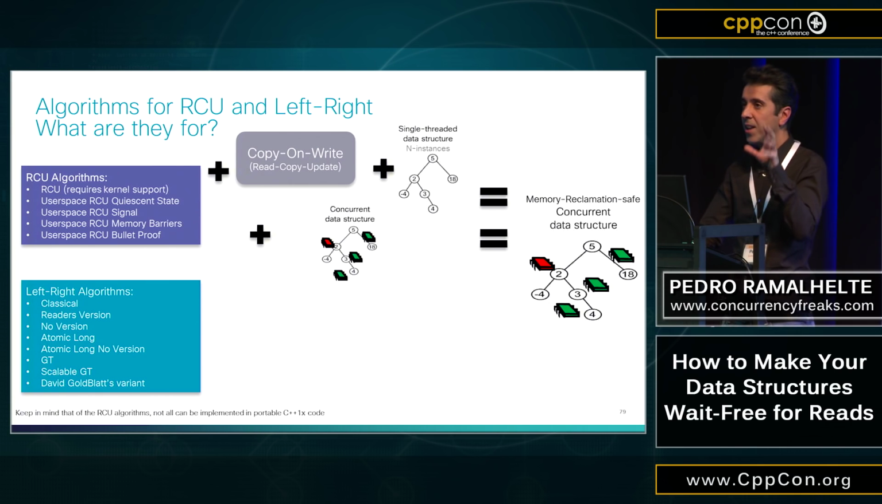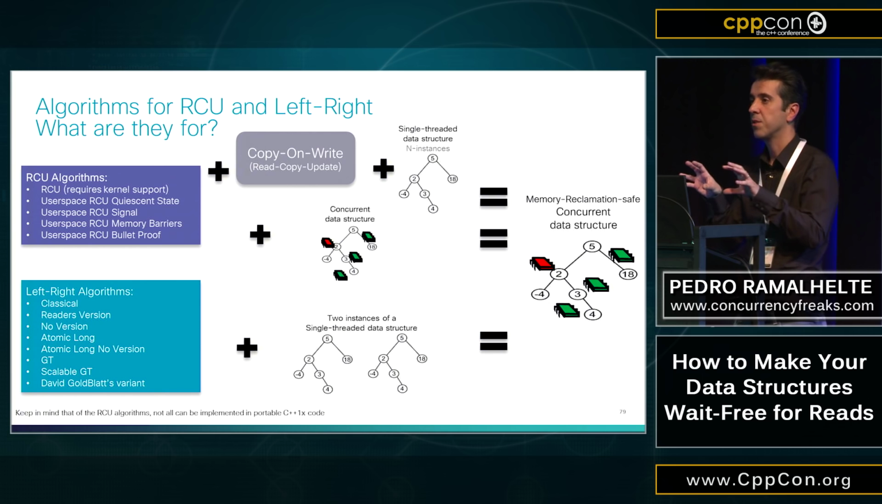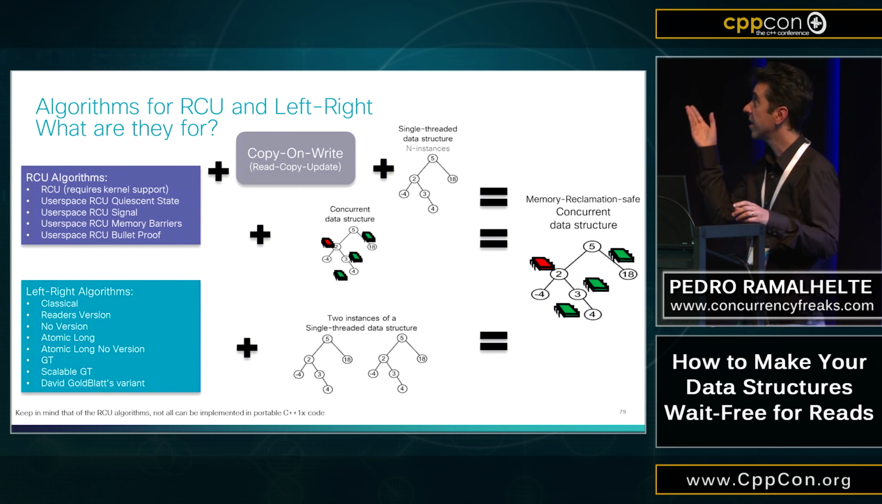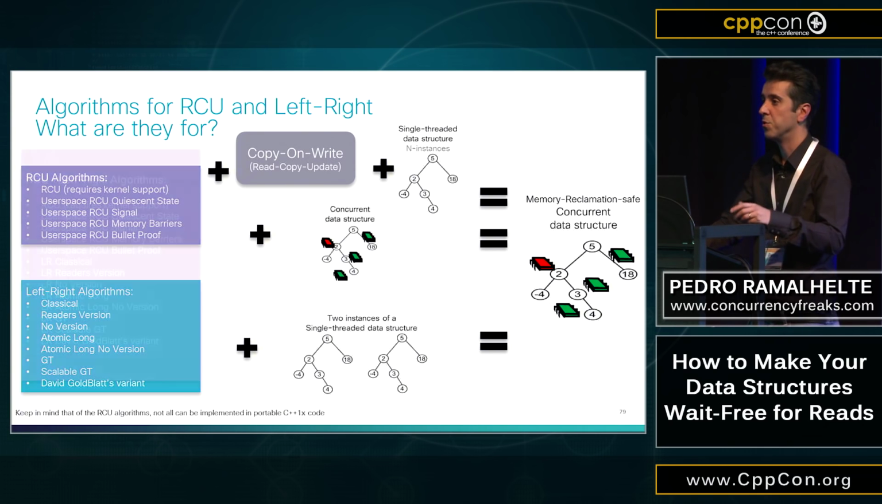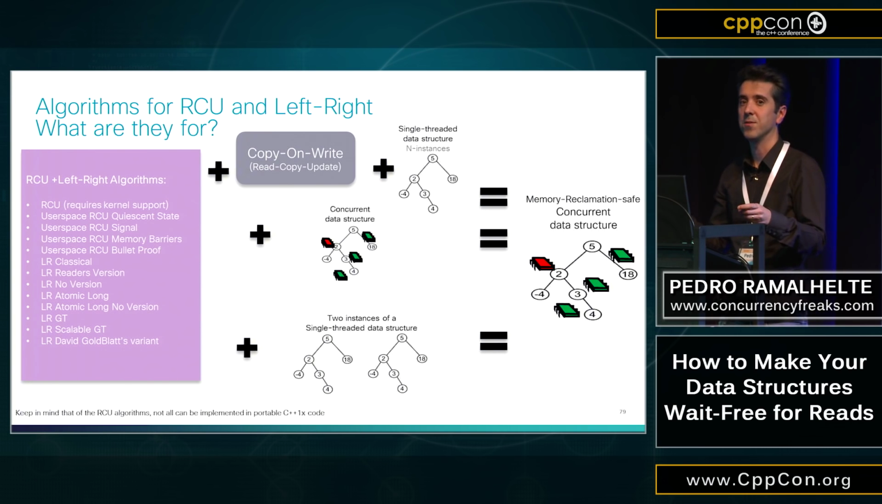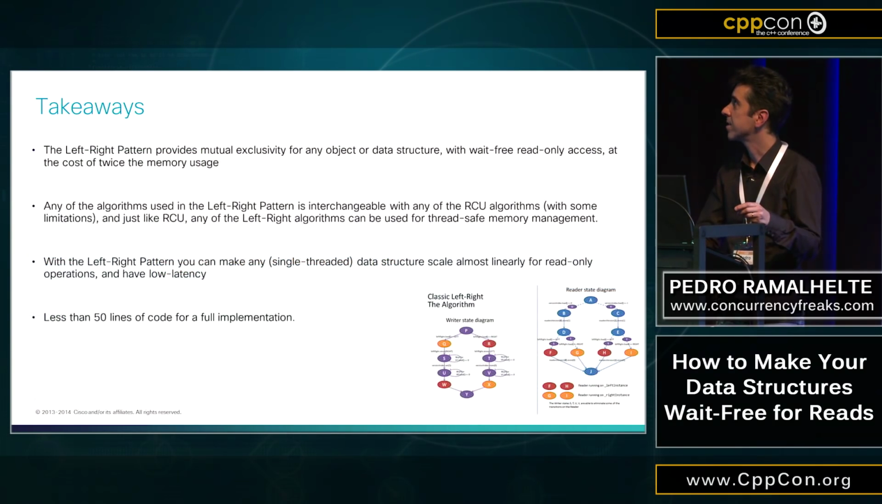Now, you can also get any of the left-right algorithms. You combine it with two copies of the same single-threaded data structure, whatever single-threaded data structure you want, and again, you get the same result. You get a data structure that's safe to use in a concurrent setting for memory. In fact, you can interchange any of these with any of these solutions, and you get a concurrent data structure safe to use with memory reclamation. So that's extremely powerful. That doesn't matter, I'm going to skip that.